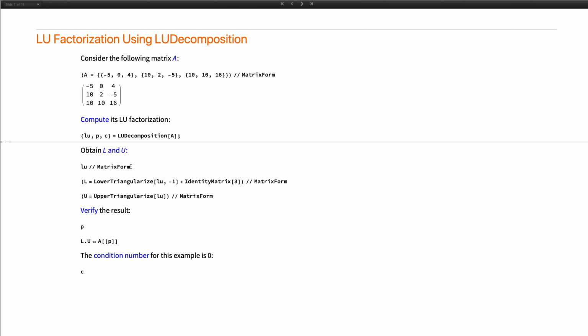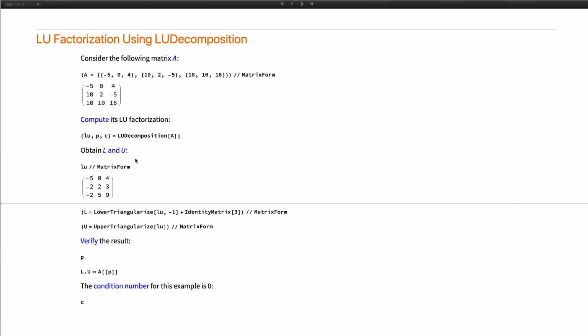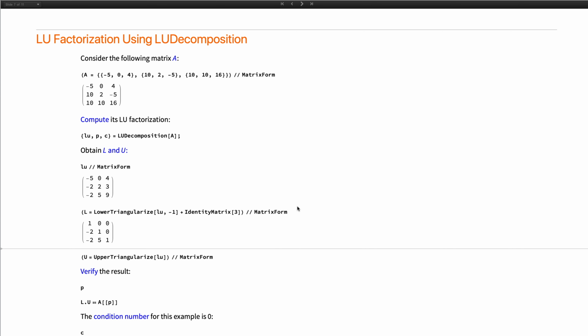Okay, now to obtain L and U, what you do is you examine LU, and I want to split this up into L and U. So I want to pick the lower part of it and then the upper part to get the L and U. So here's the operation of doing that.